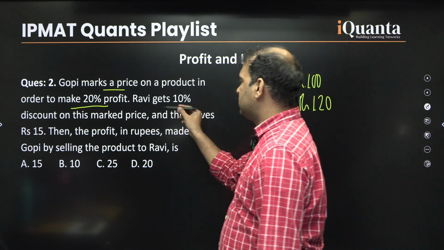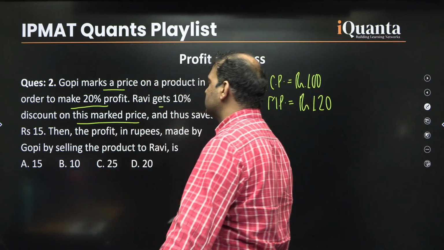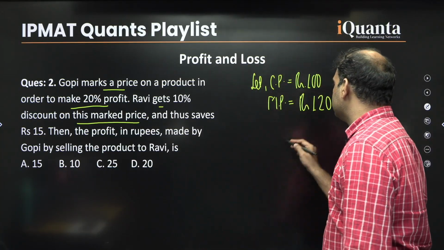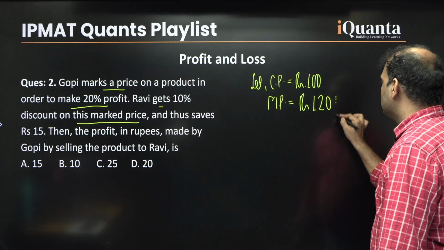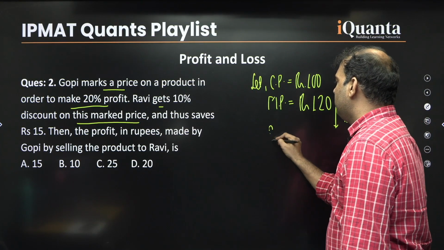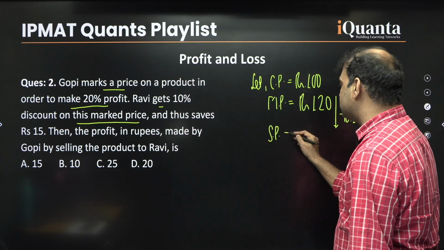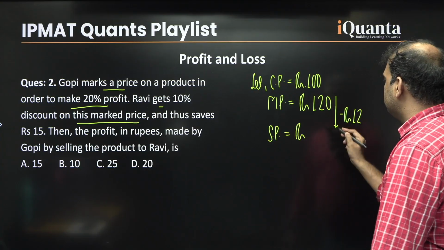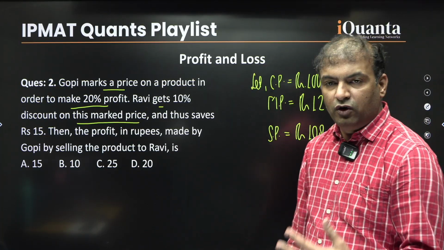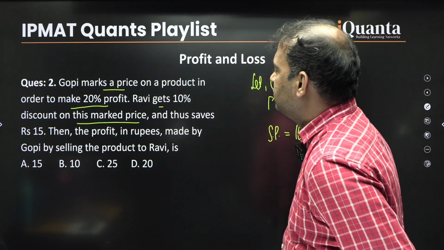Then Ravi gets 10% discount on the marked price. Now guys, Ravi, another person, gets 10% as a discount, so 10% discount on 120 is obviously rupees 12. So that means Ravi buys, or you can say Gopi sells to Ravi at rupees what? 120 minus 12, that means 108. So the selling price of Gopi, or the cost price of Ravi, is 108.